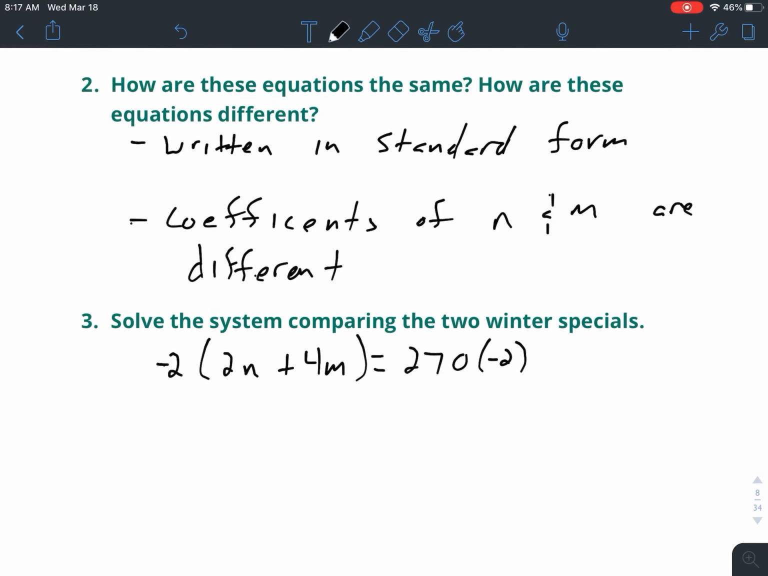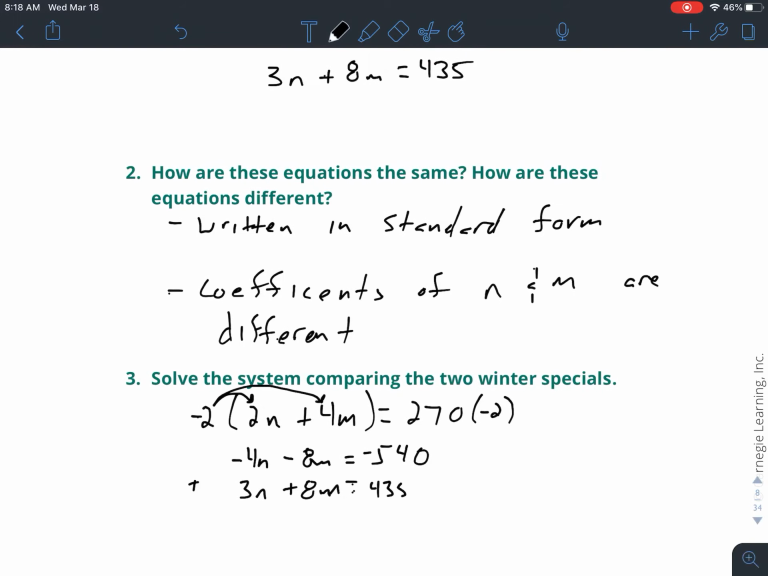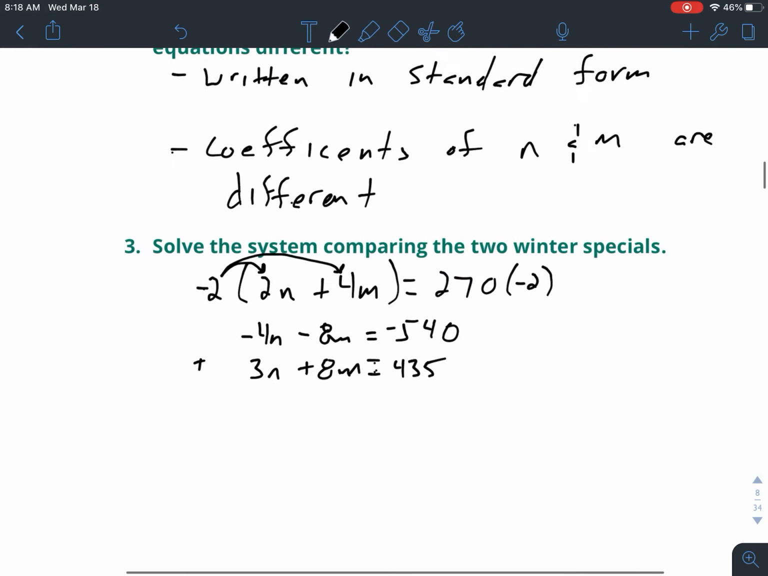So we're going to solve this. Negative 2 times positive 2N is going to give us negative 4N. Negative 2 times positive 4M is going to give us negative 8M equals 270 times negative 2, which is going to give us negative 540. Let me rewrite that. Negative 540. Now we're just going to drop down the second equation. So we're going to write it as plus 3N plus 8M equals 435.